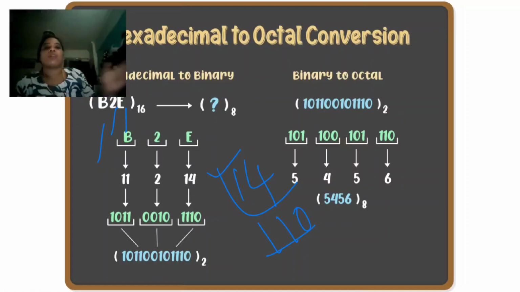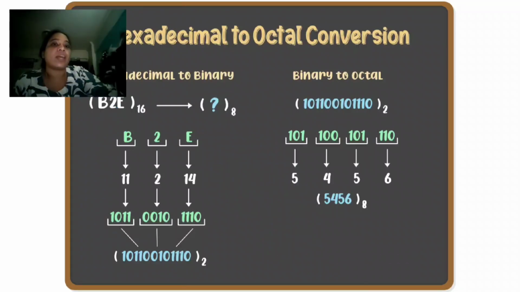So now we can write all the digits. Okay, so all the 4 bits we are going to make into a single group, that is 12 bits. So 12 bits means how many bytes? 8 bits equal 1 byte, so 1 byte and 4 bits extra. Okay, that is 12 bits. And next, this is for the hexadecimal to octal conversion, hexadecimal to binary conversion. And next, binary to octal.